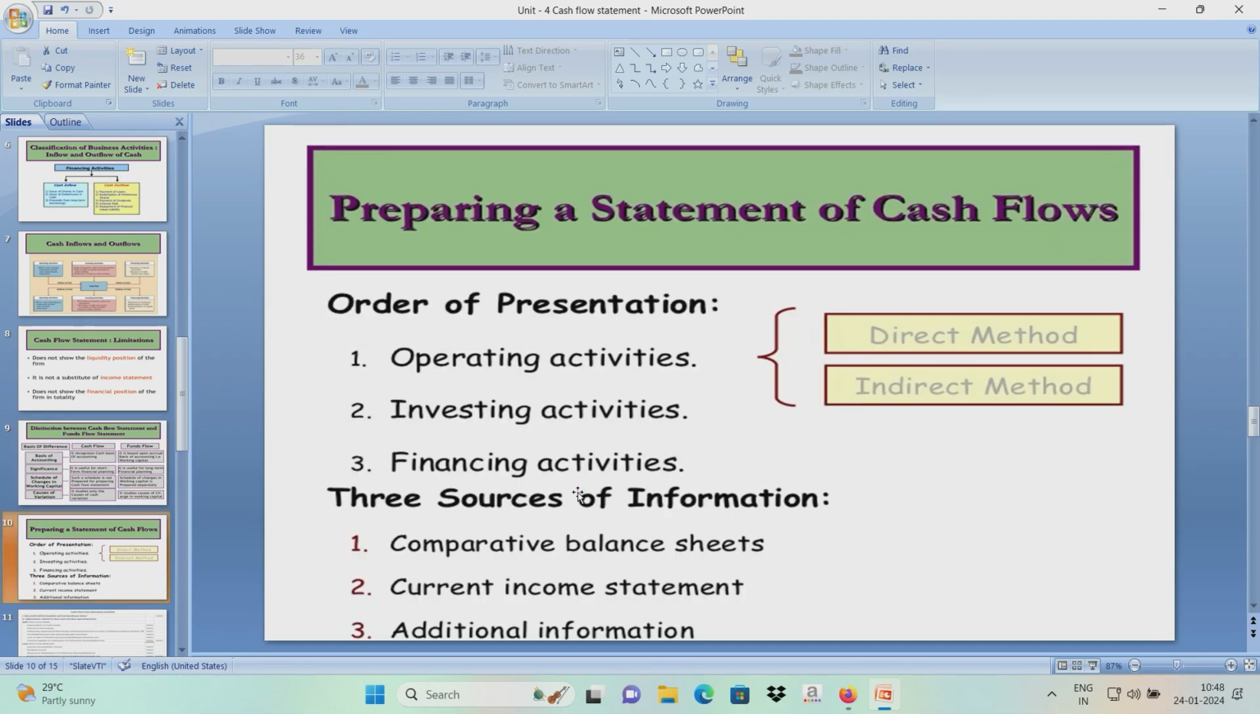Now we are going to see the preparation of the statement of cash flow. How are we going to prepare the cash flow statement under these three activities, that is operating activity, investing activity and financing activity? At the time of preparation, we need some sources of information. We need to collect information from the comparative balance sheet, income statement or any other additional information. And these three activities we can do with two methods: one is the direct method and the other is the indirect method.